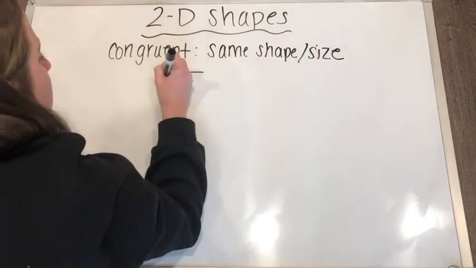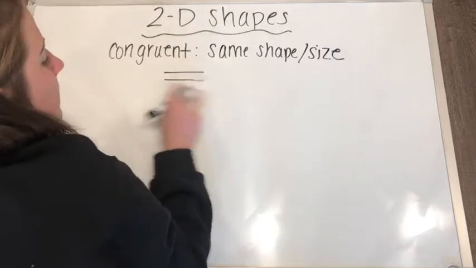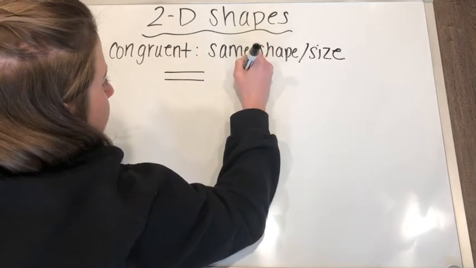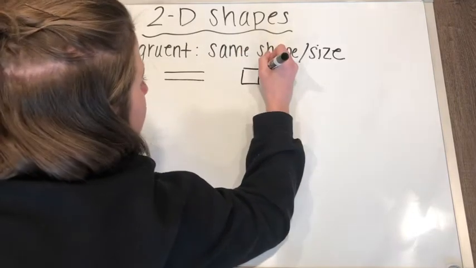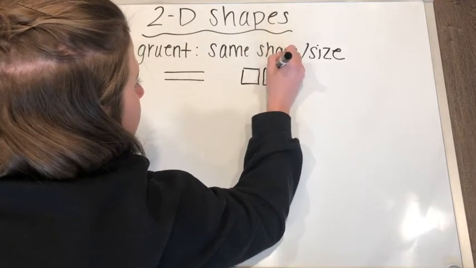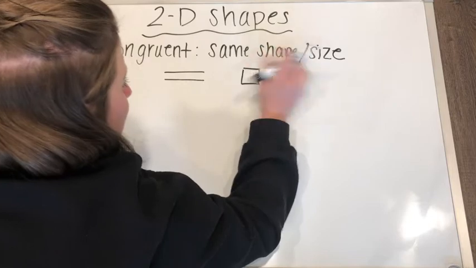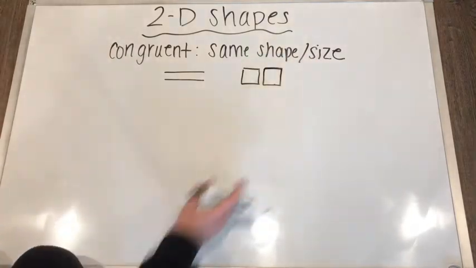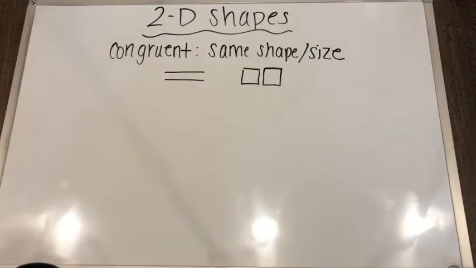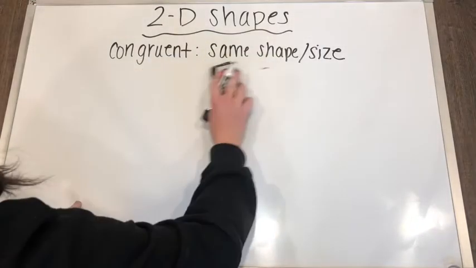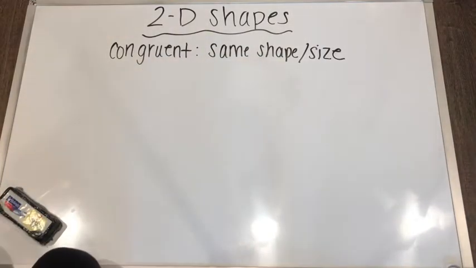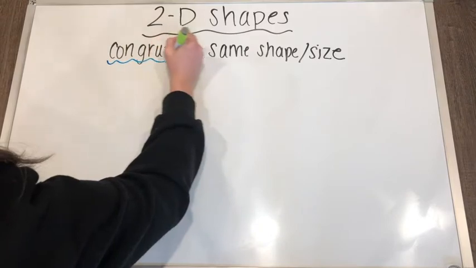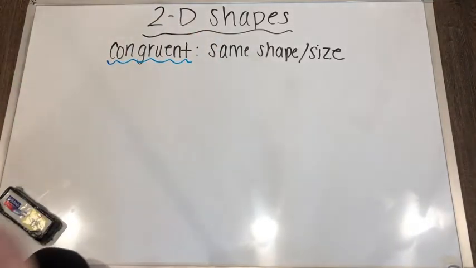So these two lines are congruent, they're the same length. As close as I can get, these two are congruent shapes. Okay, so when something is congruent, it's the same shape or size. So the next thing that I have is talking about parallel and perpendicular lines.